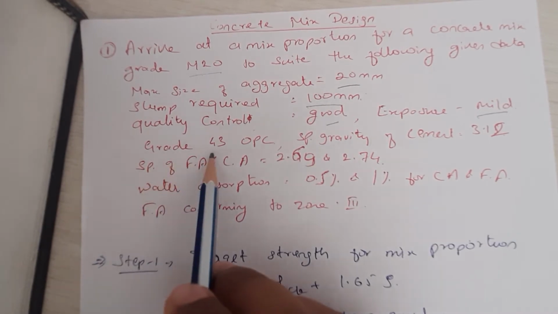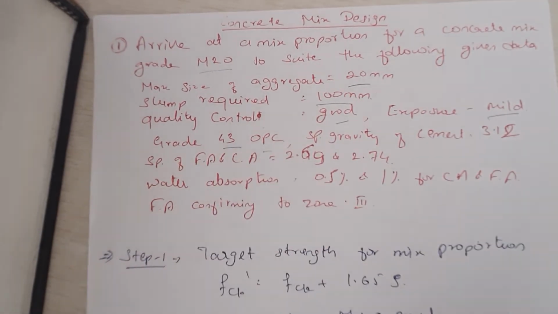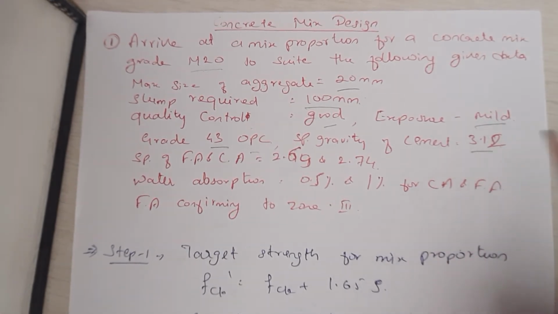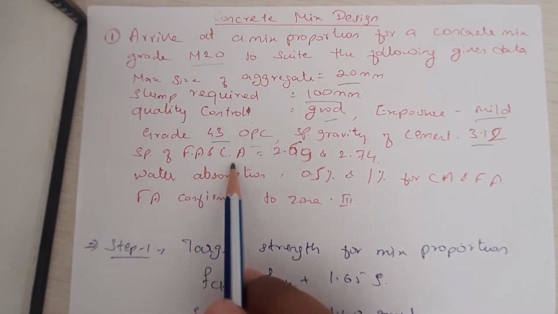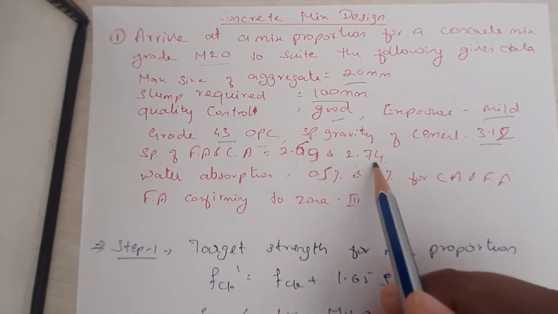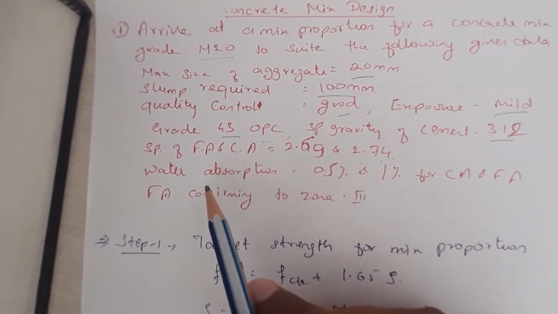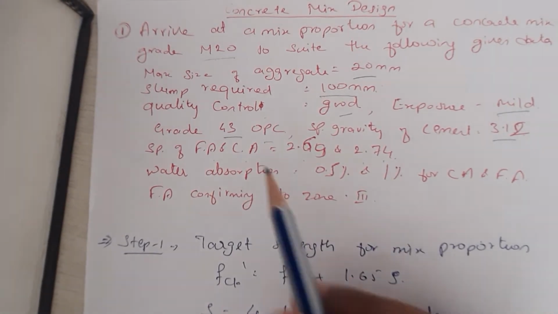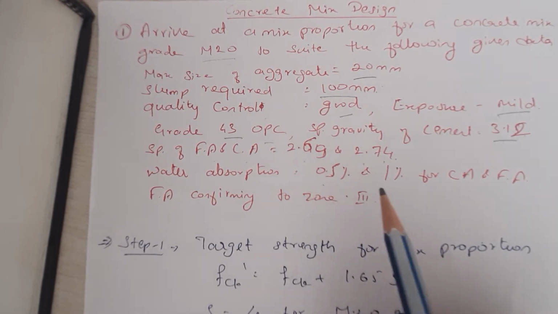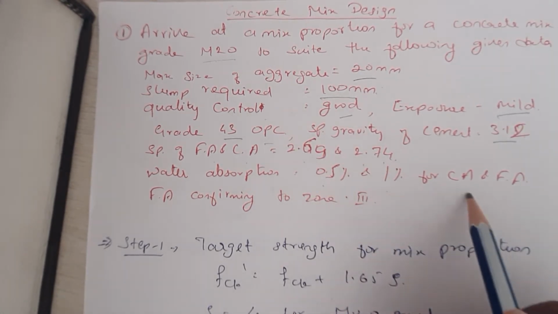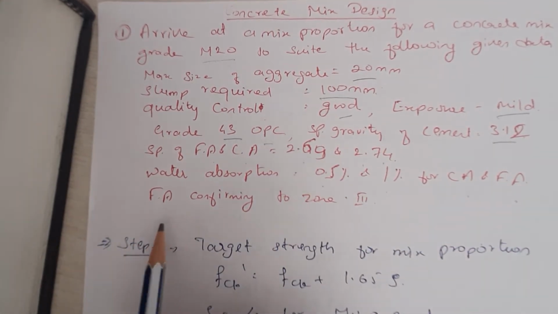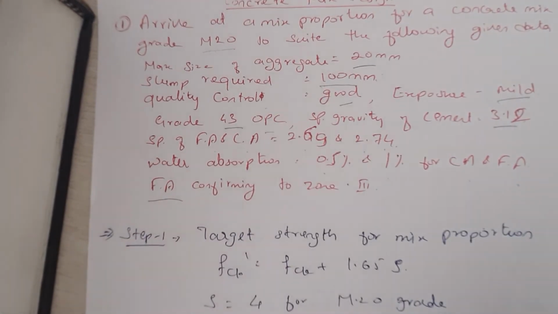The grade of cement they are using is 43 grade OPC cement, and the specific gravity is 3.12. The specific gravity of fine aggregate and coarse aggregate respectively are 2.69 and 2.74. The water absorption for the coarse aggregate and fine aggregate respectively are 0.5% and 1%, and considering zone 3 for the fine aggregate. These are the given data.